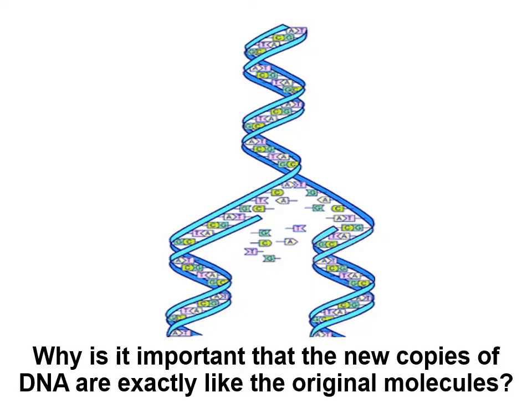Again, why is it important that the new copies of DNA are exactly like the original? What are we trying to accomplish eventually? We're trying to make new identical daughter cells, but in order for that to happen, every new cell has to have an exact copy of the original DNA.